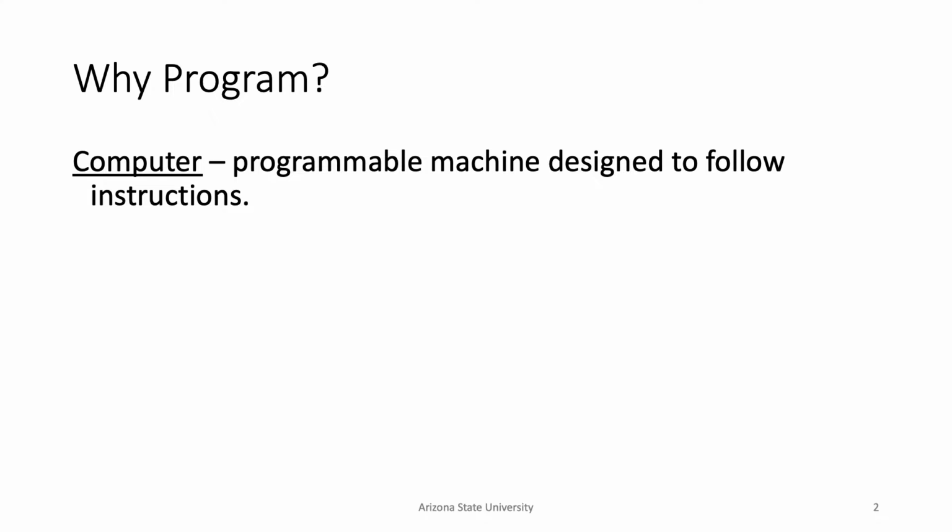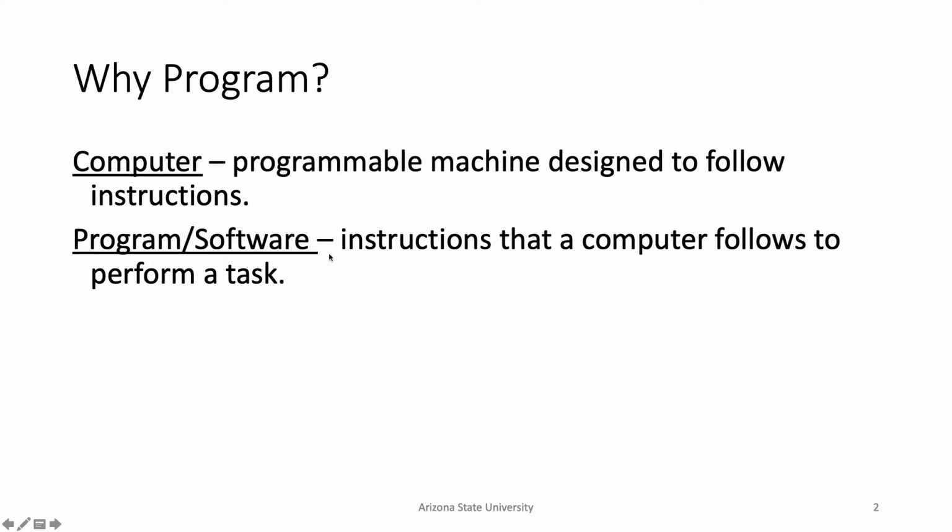So a computer is just a machine that you can send instructions to, and then it basically does exactly what we ask it to do. It performs those instructions. So a program then is just a set of instructions. That's all it really is. A computer follows these instructions to perform a task.